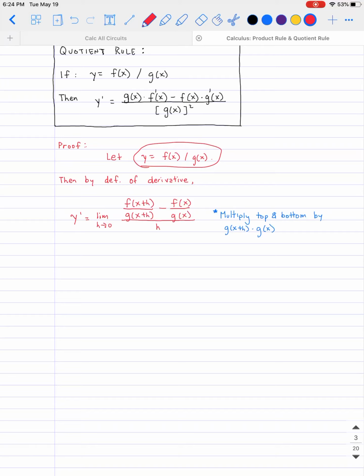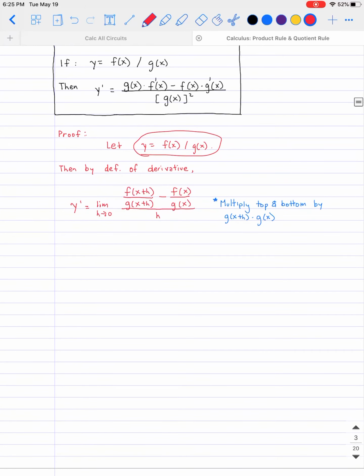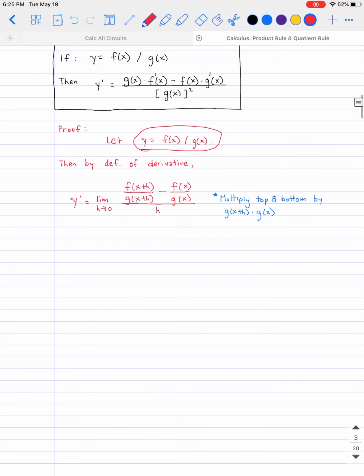Now, we're going to go ahead and clean this up a little bit. And again, feel free at any time, if you feel like you know where to go, pause the video, and I encourage you to try to derive this on your own. We're going to say multiply both top and bottom by g of x plus h times g of x.